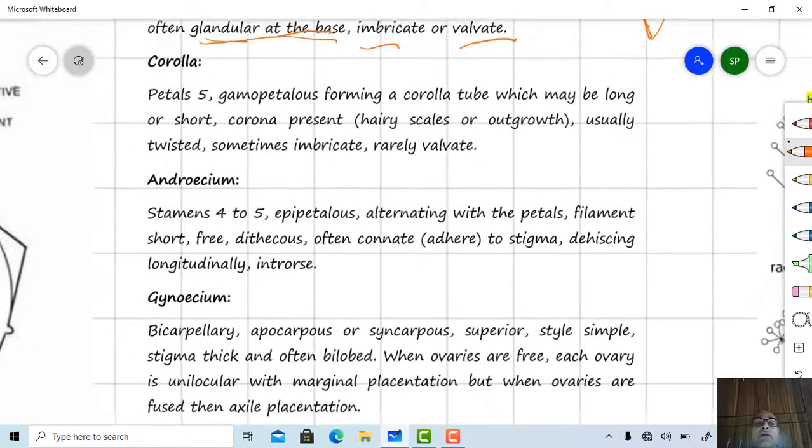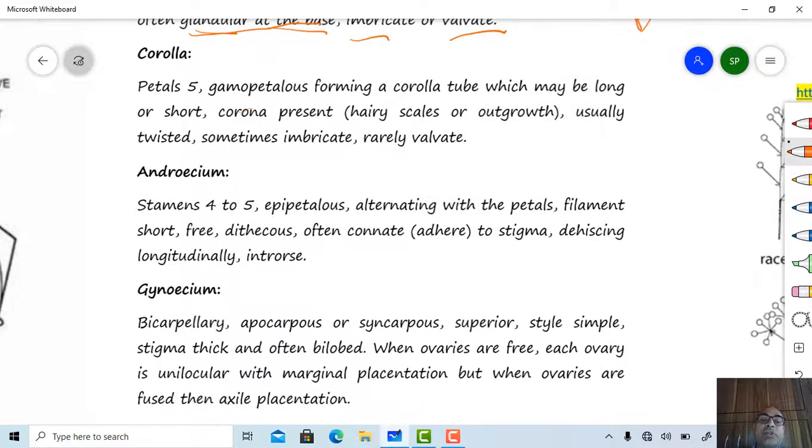Just about the corolla, 5 petals are present and showing the gamopetalous condition, and this family belongs to the Gamopetalae. Then the corolla tube, which may be long or short, usually long, sometimes short. Corona is present, and hairy scale or outgrowth is present in the throat region of the corolla.